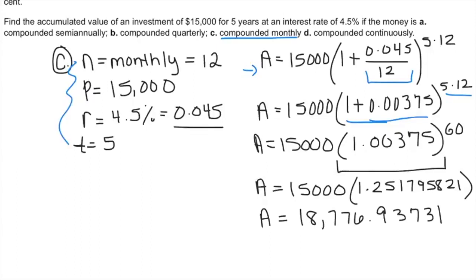18,776.93731. Again, I want to round to the nearest cent, which is 2 decimal places. So I have a 3 in the second decimal spot, and I have a 7 next to the 3. Since 7 is greater than 5, I'm going to round the 3 up to 4. So my rounded answer is $18,776.94.